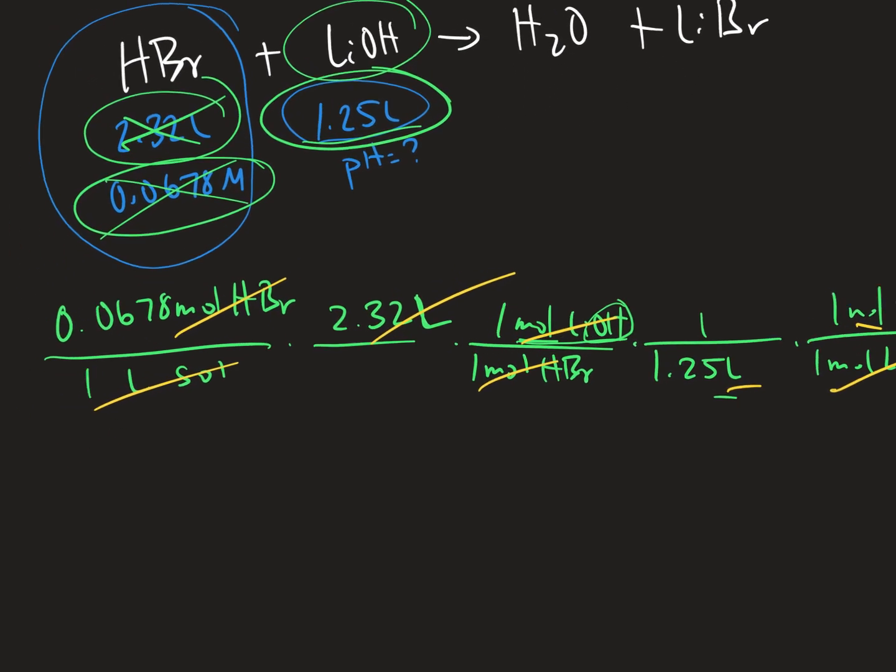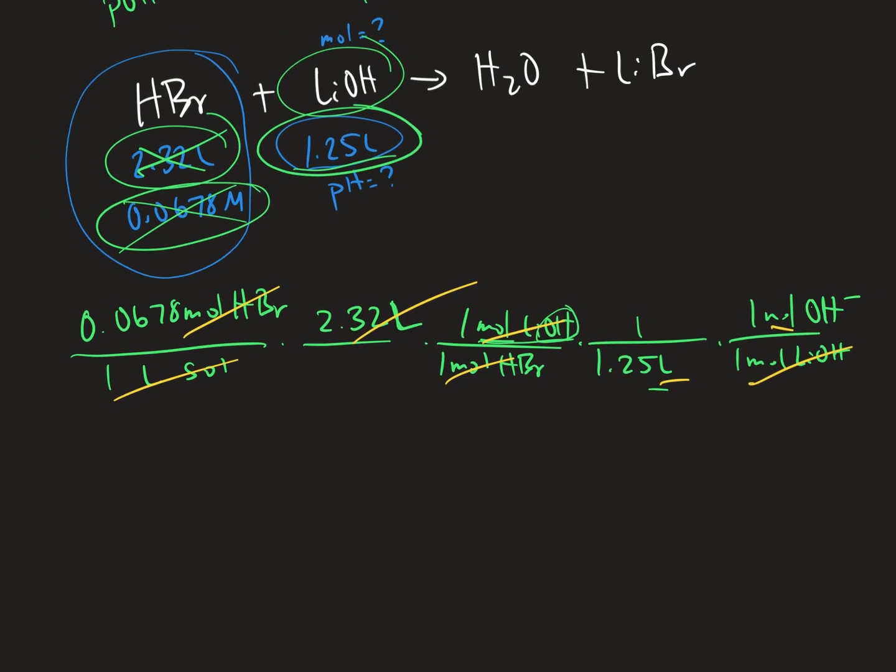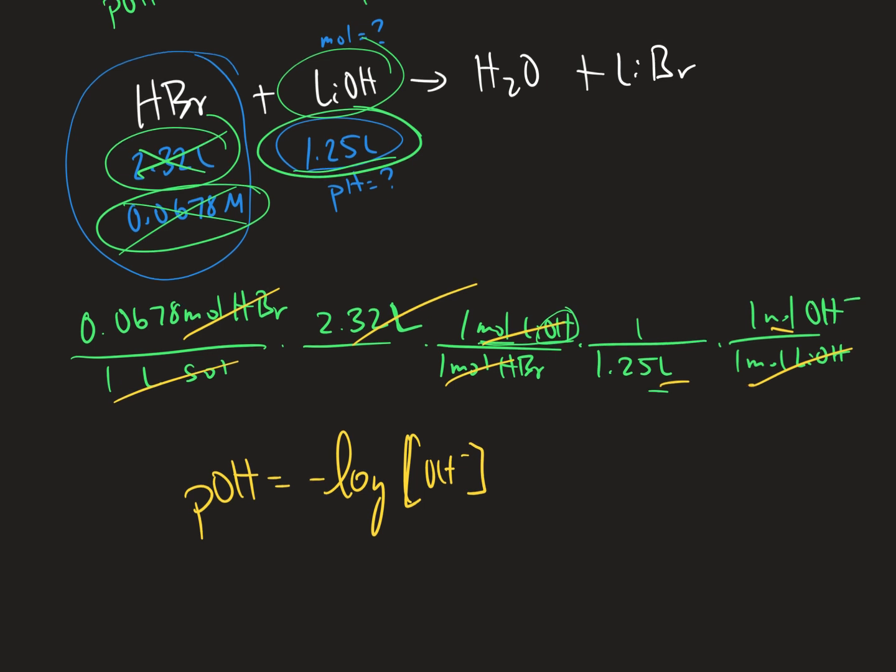So what can we find with that? The pOH equals negative log of the OH minus concentration. So now we can calculate the OH minus, which is 0.1258 molarity. Yeah?